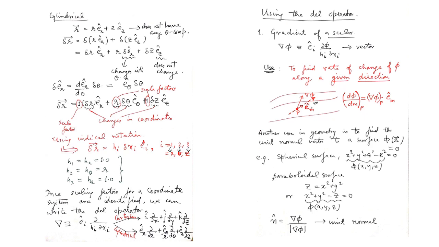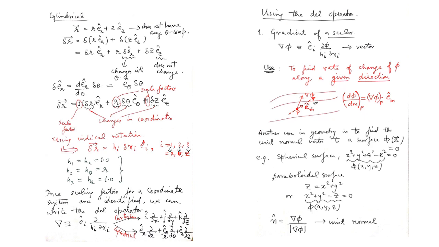Or you have a paraboloidal surface whose axis is coincident with the z-axis. So in Cartesian, z is equal to x square plus y square, or if you arrange everything on one side, then again you can say that it is some function involving x, y, z, and this function is equal to 0. So for surfaces in 3D, they can be written as some scalar function.